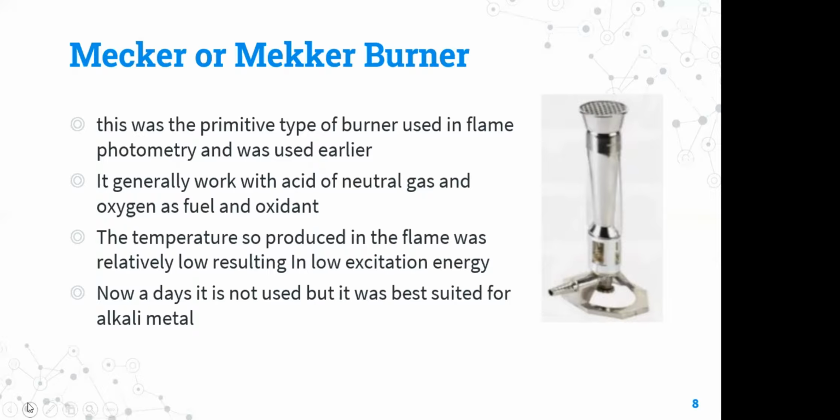The temperature produced in the flame was relatively low, resulting in low excitation energies. The flame produced with the Meker burner was of low energy, so it was not used for highly stable oxides to excite them to the higher energy state. Nowadays it is not used, but it was best suited for the alkali metals because they have low ionization energy, so they can be excited easily by this Meker burner.